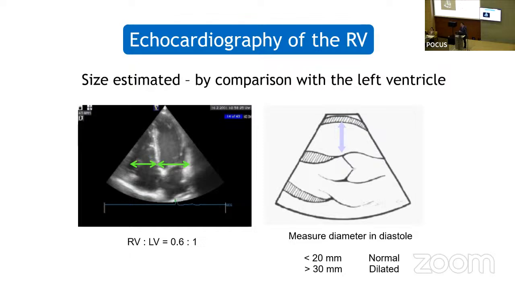And as you could see here, the measurement of the RV size was done at the base, which is the tricuspid valve annulus, compared to the mitral valve annulus. And this is where you usually measure the diameter and compare the ratio between the right and the left heart.